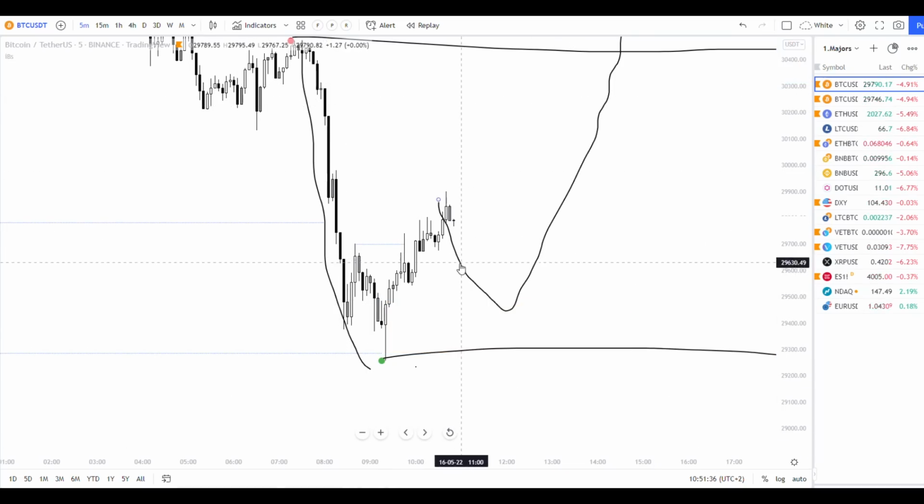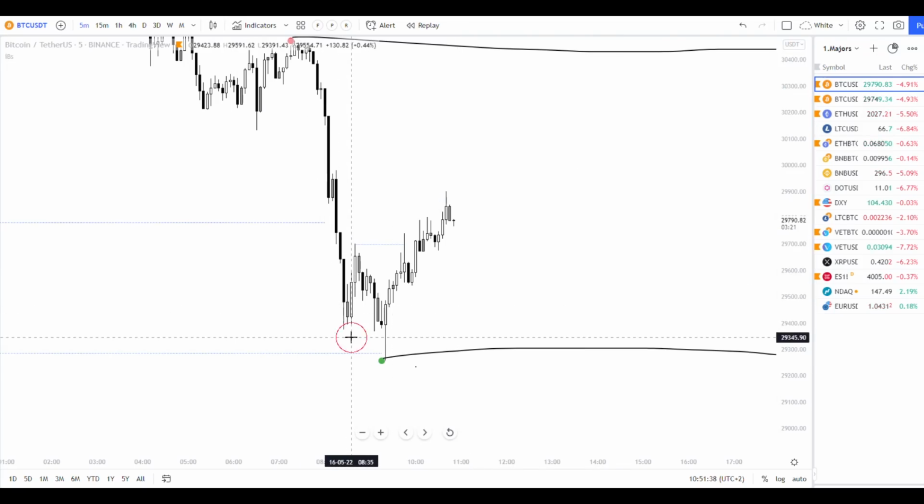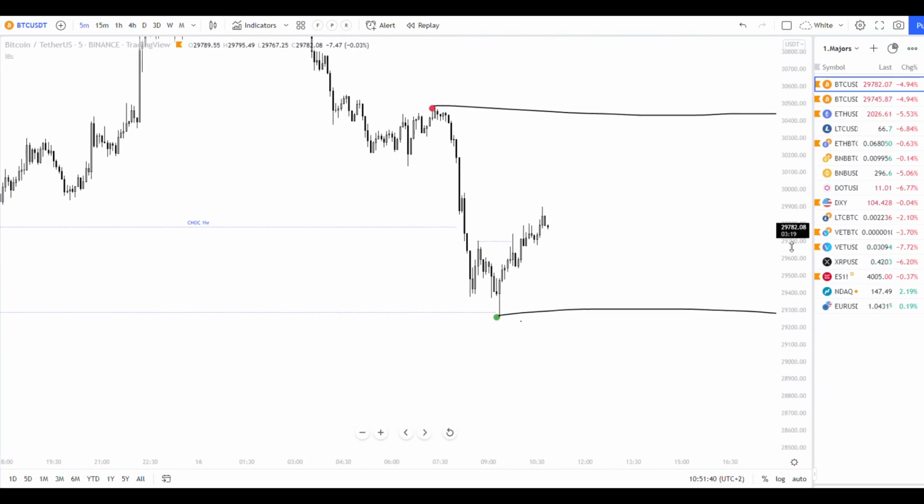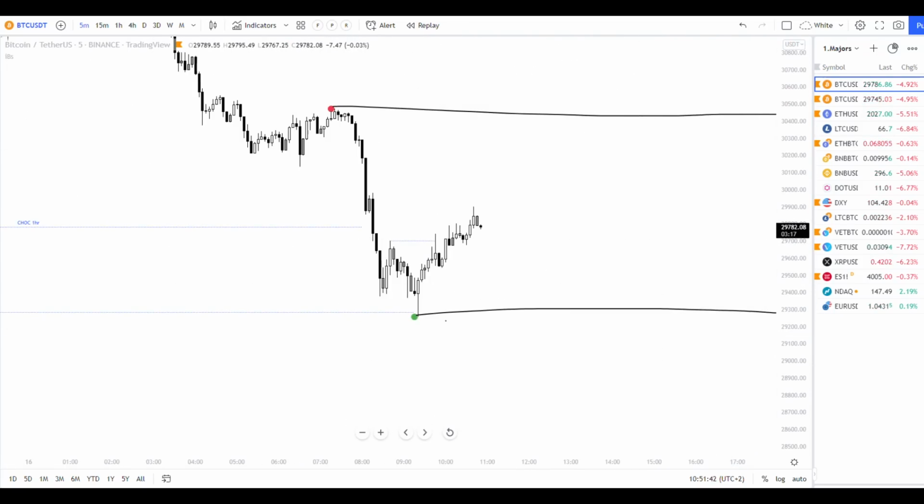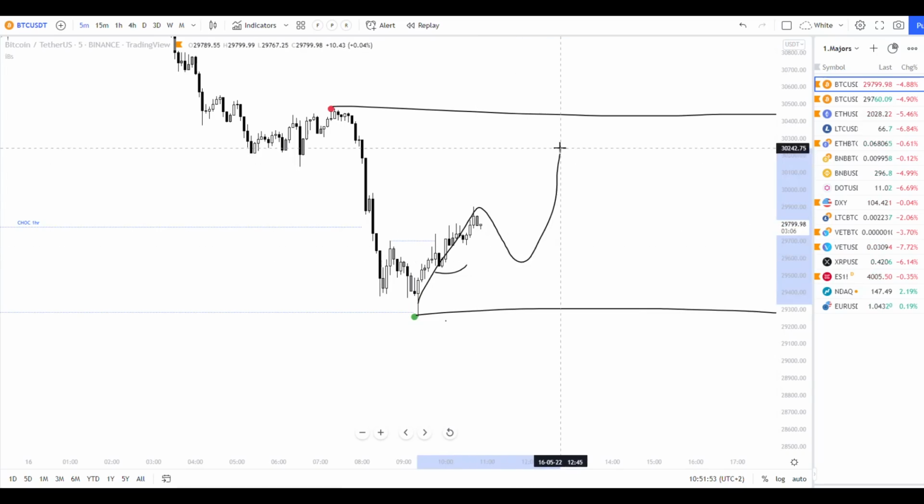Otherwise, I have to wait a little bit longer, a bit more confirmation on the higher time frame that we are printing somewhere here. I'm now on the 5-minute, but on the 15-minute we might be doing like this, a higher low again, and then look for an entry.